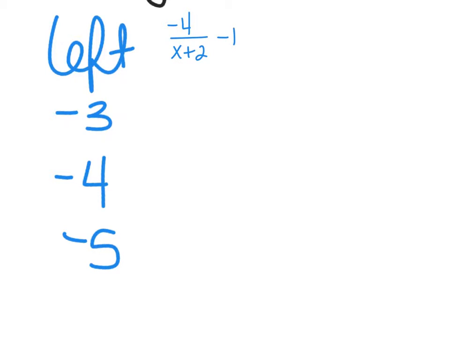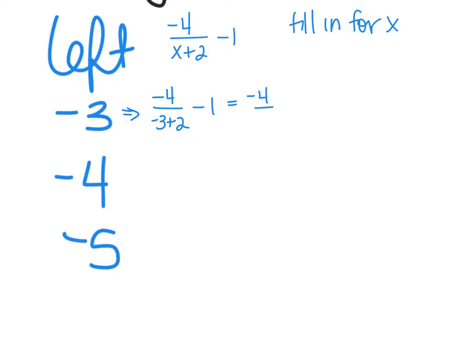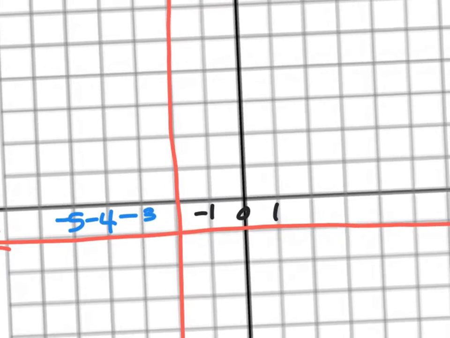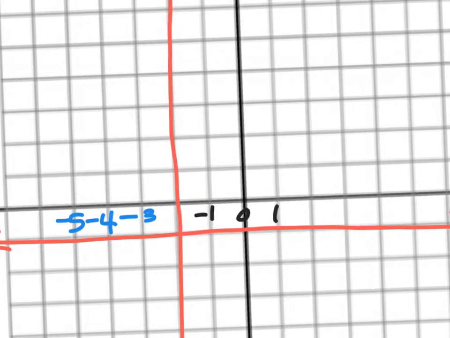And I'm filling everything in for x. Let's do that. If I fill in -3 for x, I get -4 over -3 plus 2, minus 1, which ends up being -4 over -1 minus 1. Simplified gets you 4 minus 1, or 3. So at -3, I'm going to plot the point 3 on my graph. This is a little bit crooked, but there's my point.